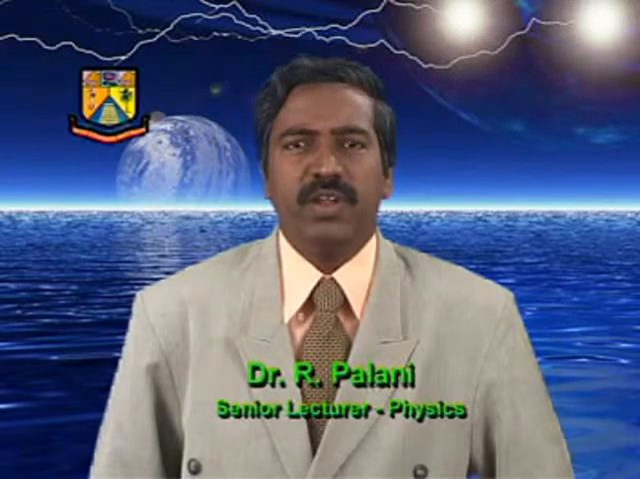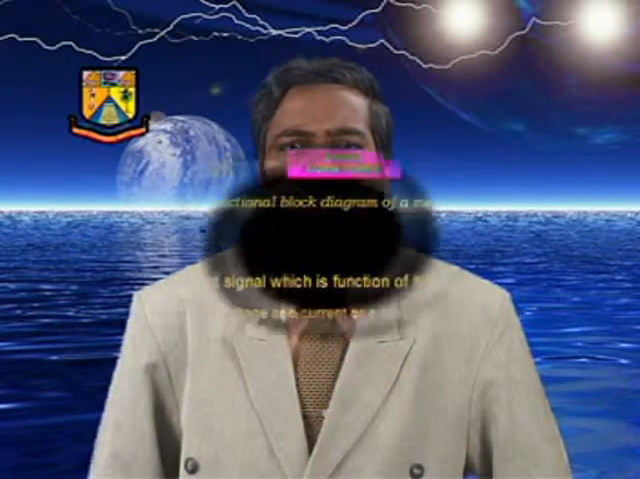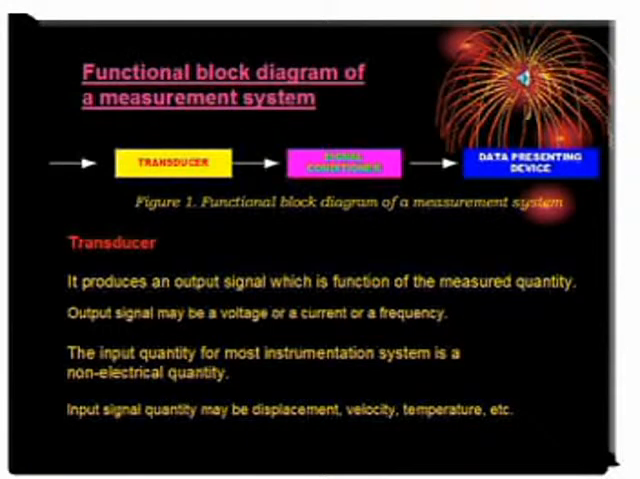The first block, namely transducer. Transducer produces an output signal, which is a function of the measured physical quantity. The input signal quantity for most instrumentation systems is a non-electrical quantity. Input signal quantity may be displacement, velocity, acceleration, etc. The output signal quantity may be a current, voltage, or a frequency. For example, a flapper nozzle displacement is converted into air pressure, which is a transducer.